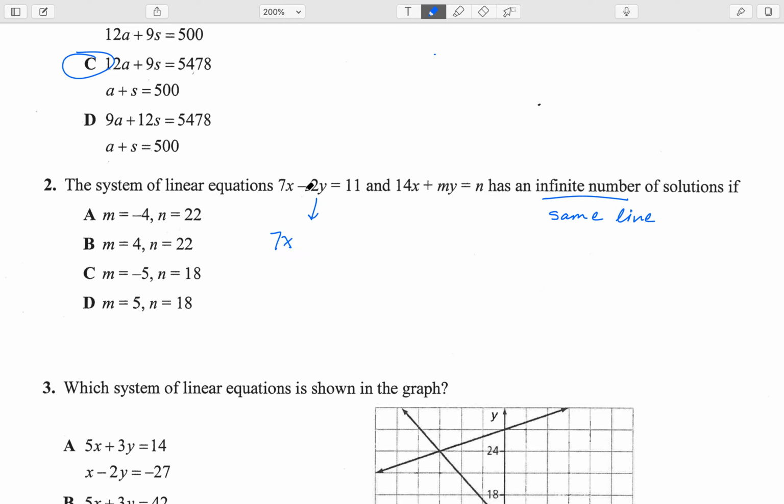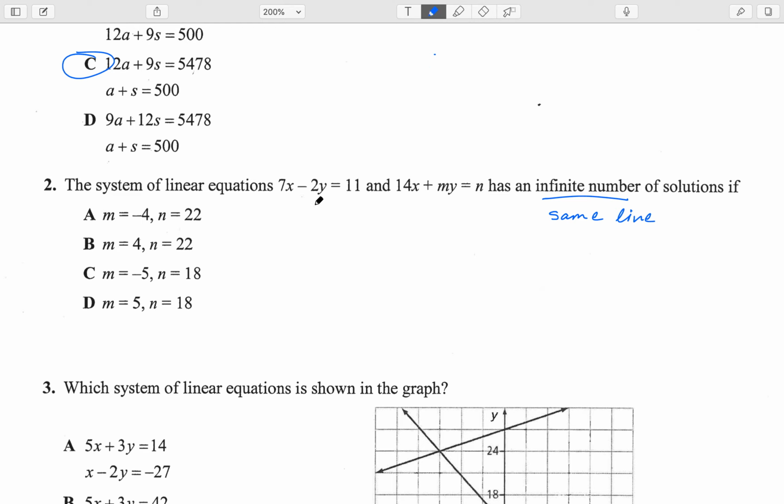7x, move the 11 over, minus 11, right? Minus 11 from both sides. And I'm going to go plus 2y over here and plus 2y over there, equal to positive 2y. Now, if I divide by 2, this will tell me the slope and the y-intercept, but I don't think that's what I'm looking for here. You know what? Let's just back it up. I know that it's the same line, right? Because it says it's an infinite number of solutions.